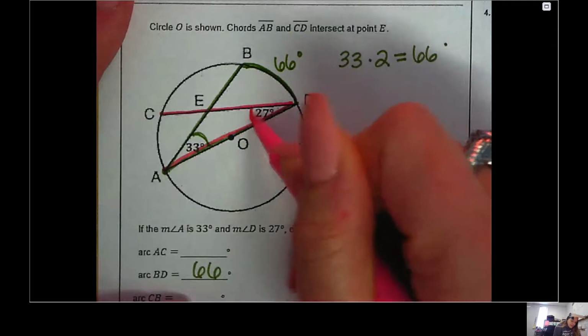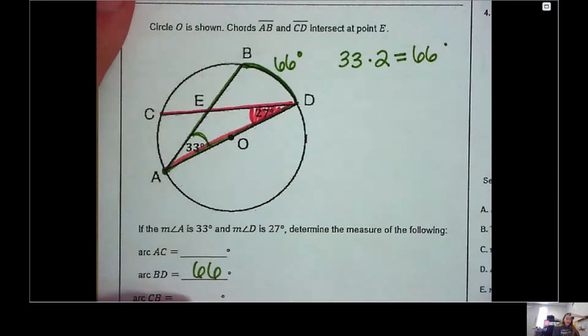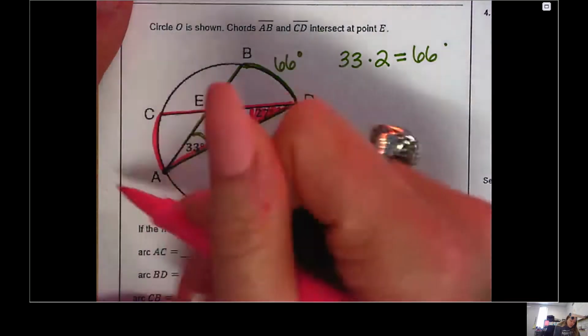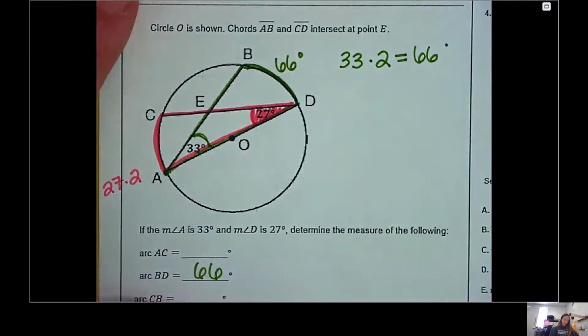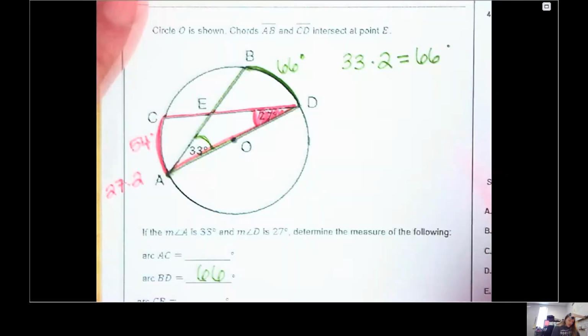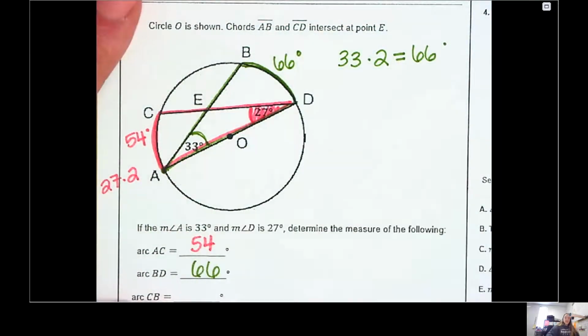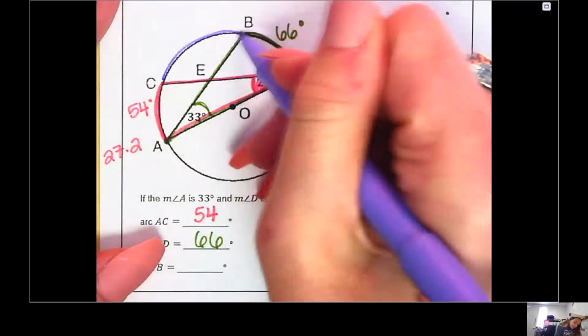And I see again, this is an inscribed angle. This angle right here is 27. So to figure out this piece, the arc for CA, I'm going to take the 27 and multiply it times 2. And then that's going to give me 54 degrees. So that's arc AC. The last arc it asks me to find is CB, which is right here.